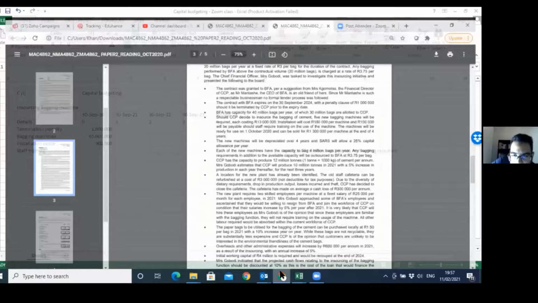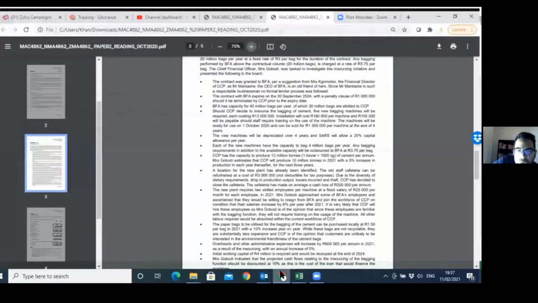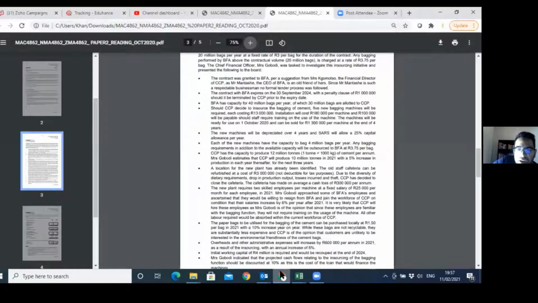Where was I now? Okay. The new machines will be depreciated over 4 years, and SARS will allow a 25% capital allowance per year. Okay, we will deal with that when we come to the tax calculation. In an exam, highlight that because you didn't use it yet. Or put an asterisk, not highlight, because you already highlighted as you went through. Put an asterisk next to it because you have not yet used it and you're going to go through the rest of the question. You don't want to forget about it. So just put an asterisk next to that point and just move on.